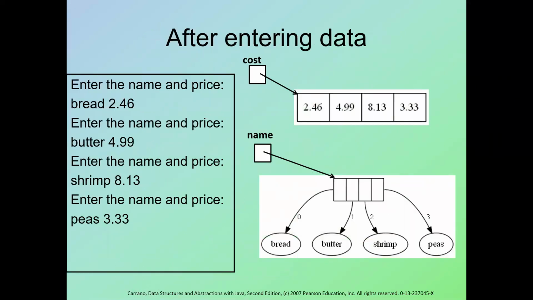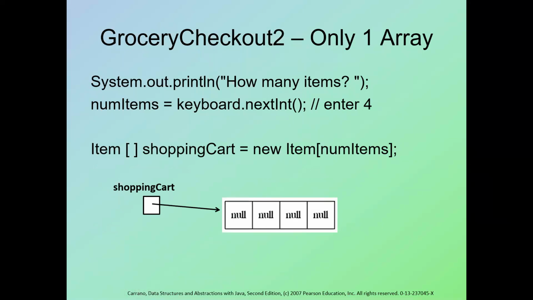When you create the arrays, it looks like that, knowing that doubles are stored inside the array cells, but objects like names, strings, are stored outside, and you're getting references to those. So that's the model. And then with grocery checkout 2, did anyone not finish grocery checkout 2 yet?